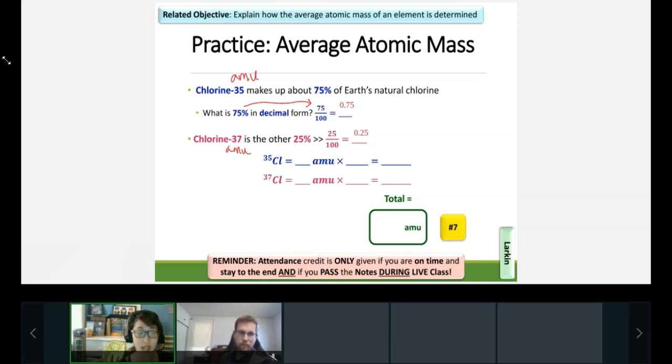So now we're going to take each of those masses and multiply them by how often they actually do occur. That way our final average does include the fact that one of them occurs a lot more than the other one. So let's put in chlorine 35. By definition, the mass of it is 35 AMUs. And we're going to multiply it by how often it occurs, which is 0.75.